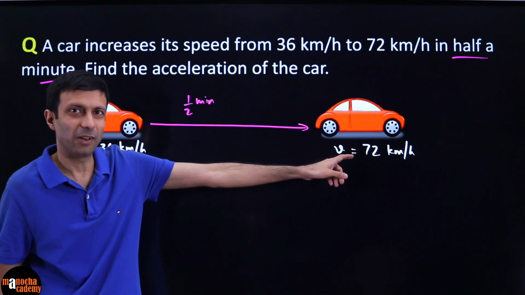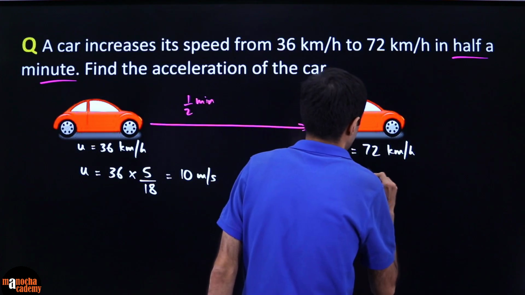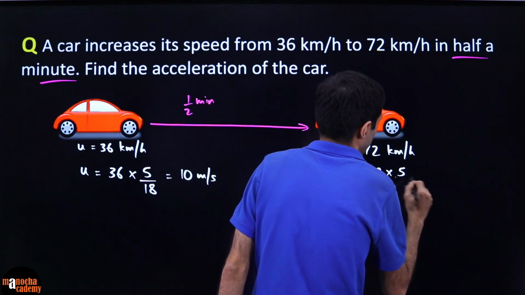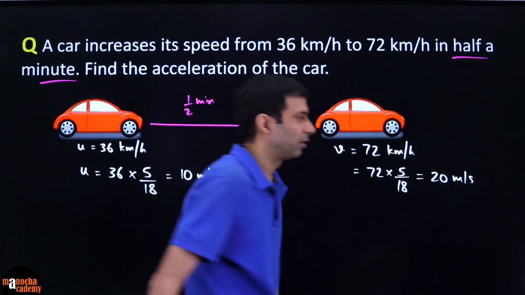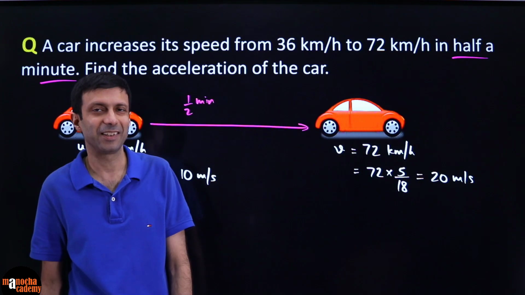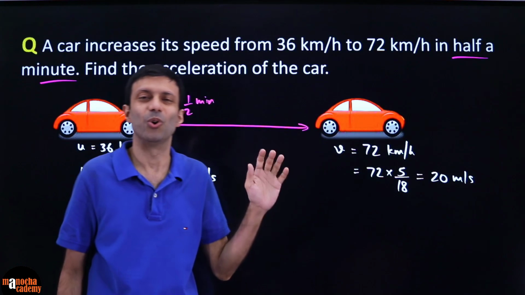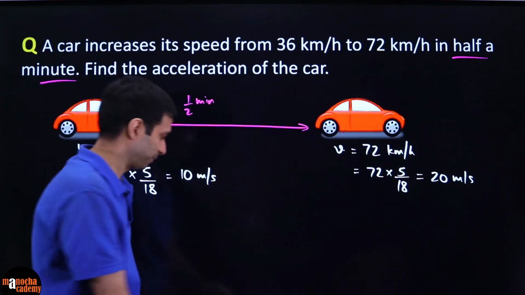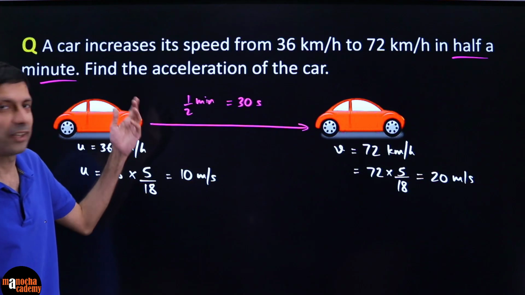Same thing, do that for the final velocity to convert kilometer per hour to meter per second. So this is going to be 72 times 5 by 18, which is going to give us 20 meters per second. Are you guys getting it? Similarly, we have to convert our time to seconds. So half a minute is how many seconds? Half minute is 30 seconds. So guys, what is the acceleration of the car?